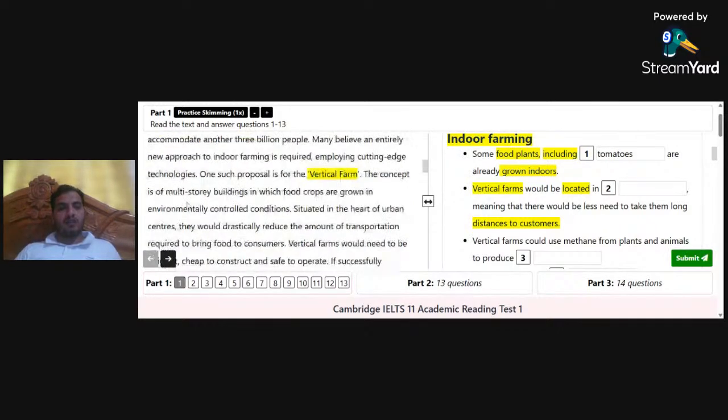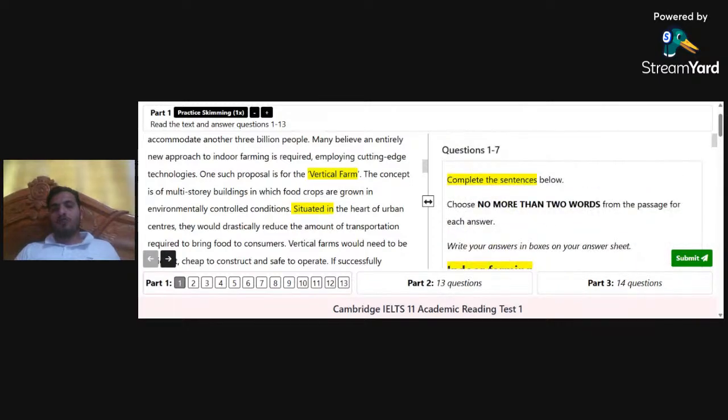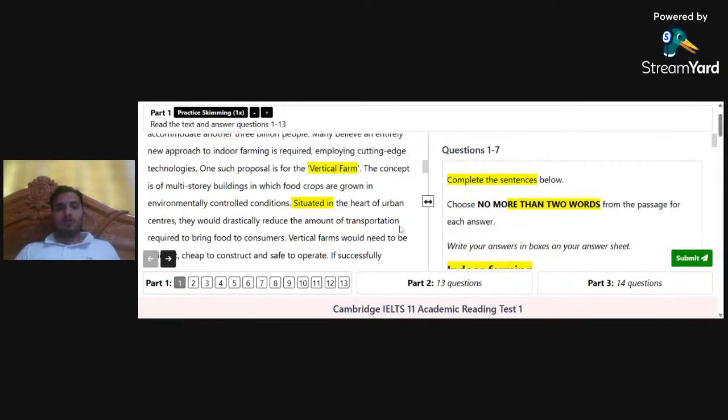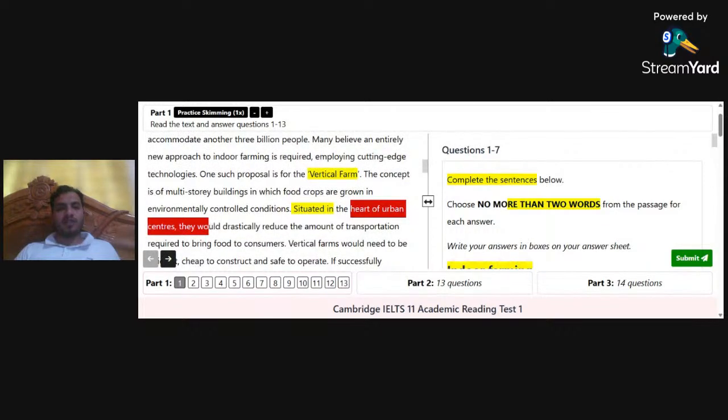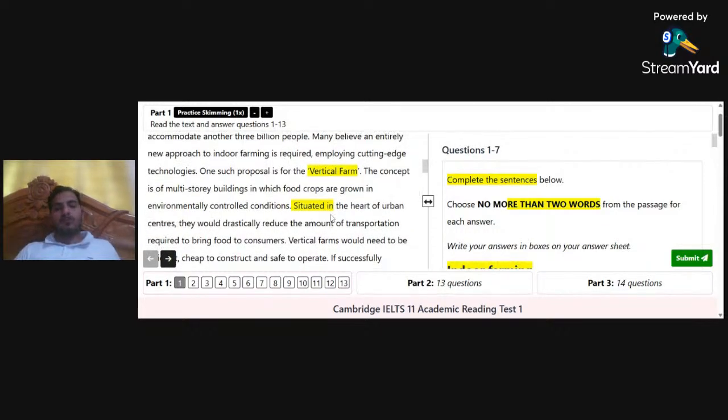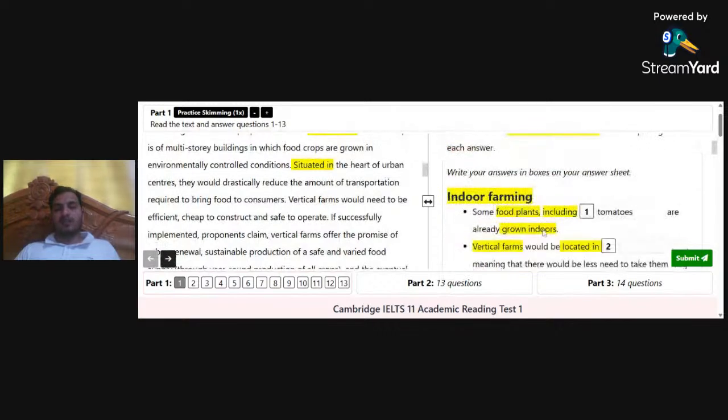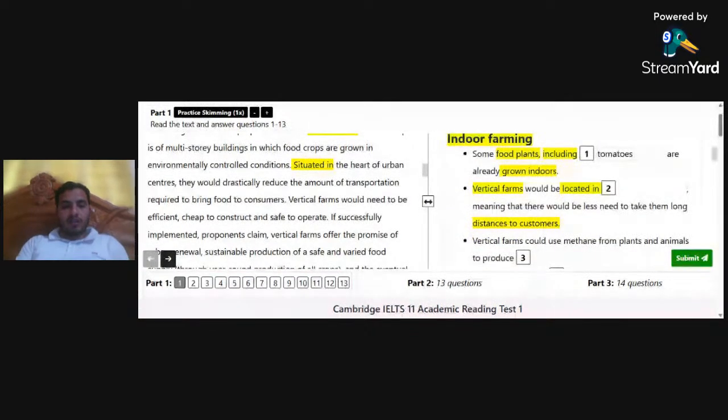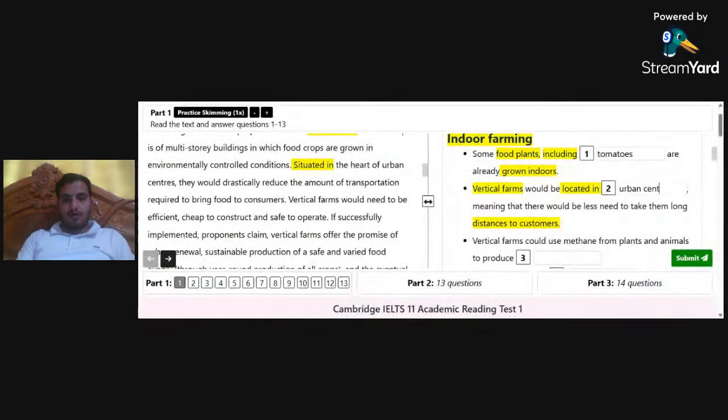The concept of multi-story buildings in which food crops are grown in environmentally controlled conditions situated in. So situated in means located in. Here, situated in the heart of urban centers. In the heart. So our answer is the heart of urban centers. We will look at the limit that we cannot use more than two words. If we use the complete heart of urban centers, these are four words. So we can use just urban centers. Vertical farms would be located in urban centers.